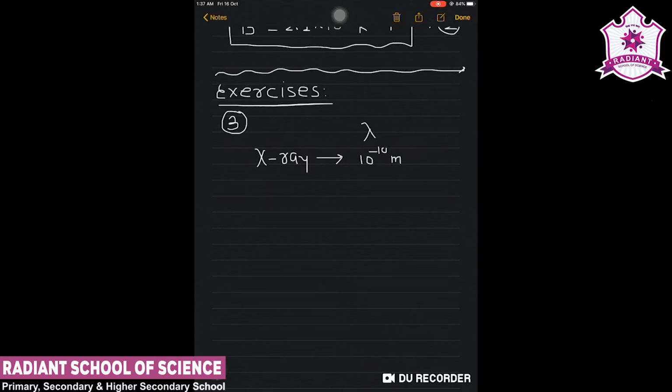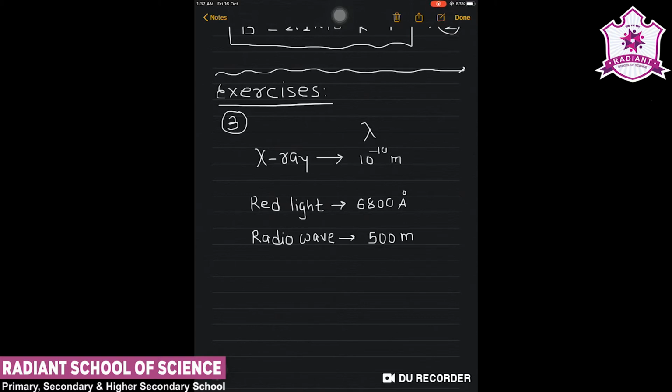Then we are given red light, so that is the visible range, red color light we can consider. They have given a wavelength of 6800 angstrom, and the radio wave of wavelength, so we are also given a radio wave with wavelength that is 500 meter.